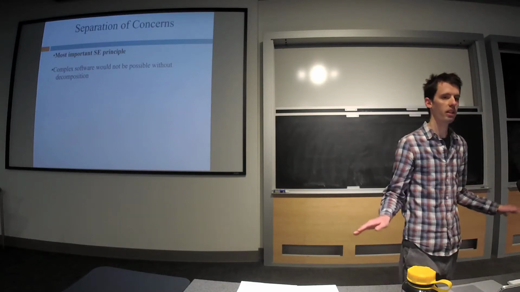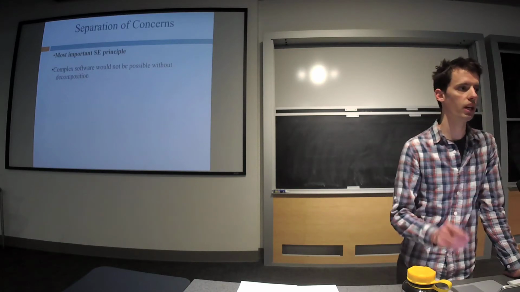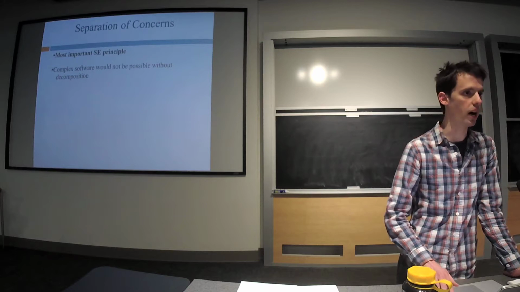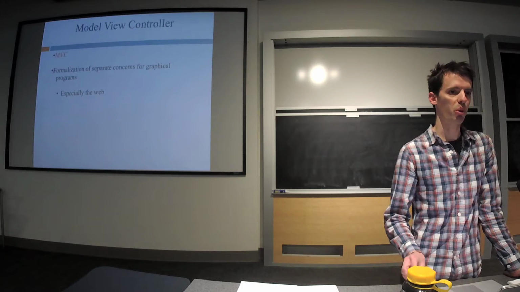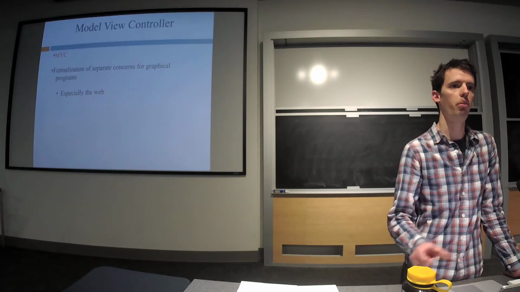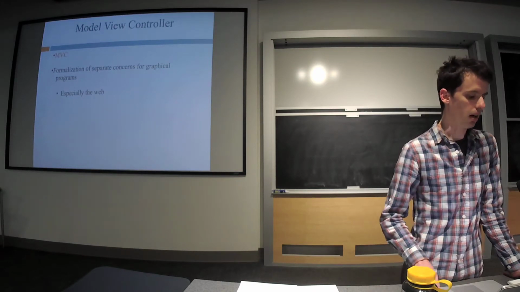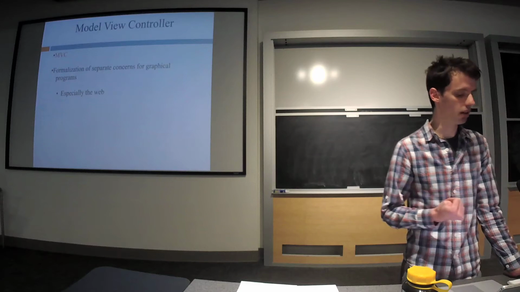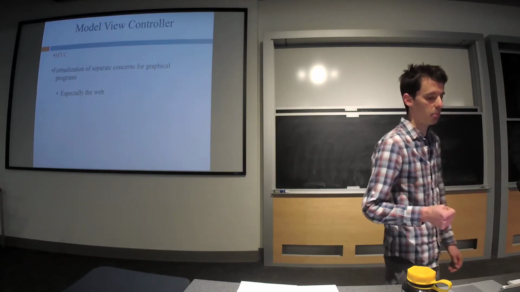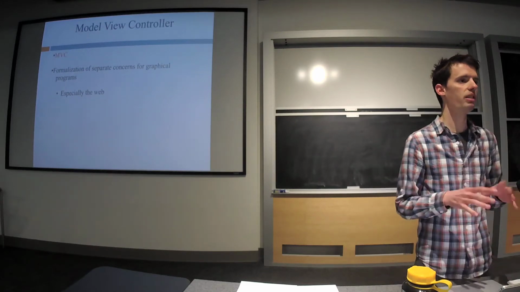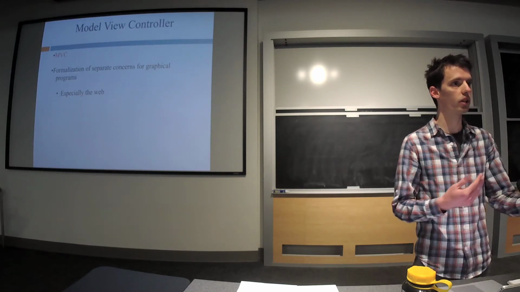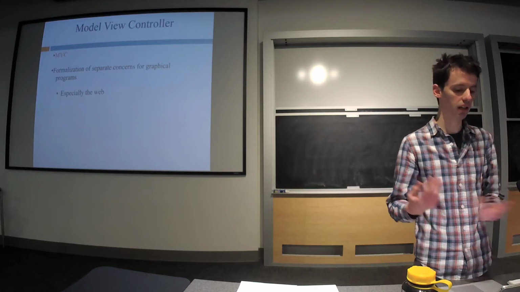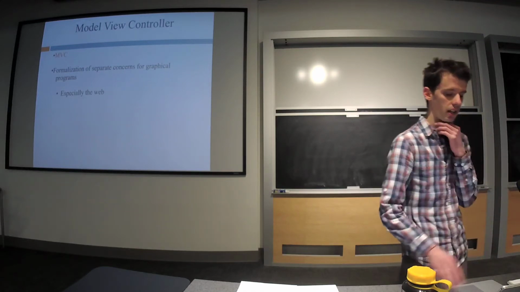And this applies to software engineering in general, but for things like web servers and for things with graphical interfaces, the formalization of separate concerns is an architecture called model view control, which you've all probably heard of. And basically, it splits it into three categories of concerns: the model concerns, the view concerns, like what is visually displayed, and then controllers, things like logic.